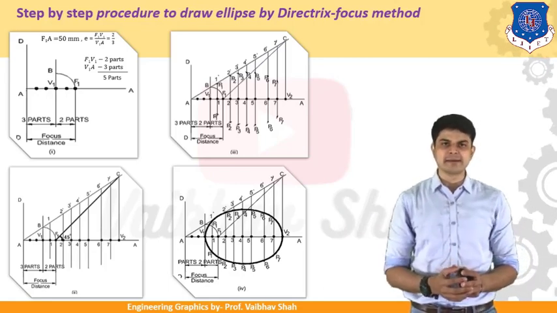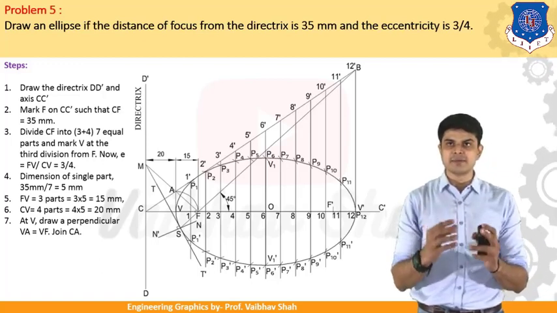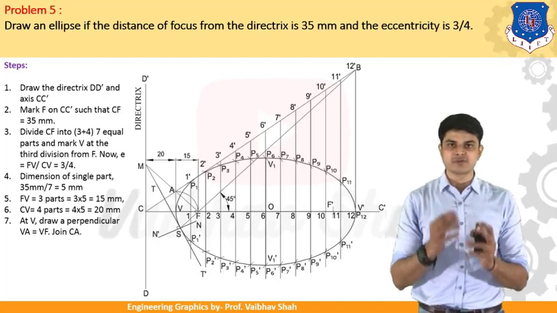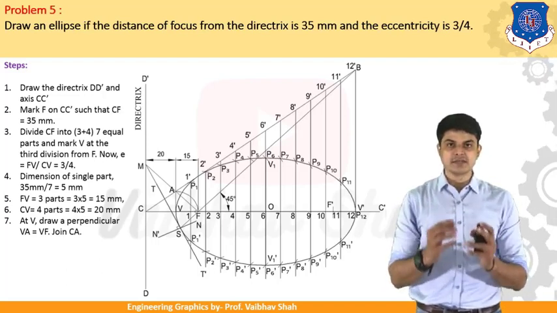So let us see one example and understand it very easily. Now, problem number 5. Draw an ellipse if the distance of the focus from the directrix is 35 mm and the eccentricity is 3 by 4.